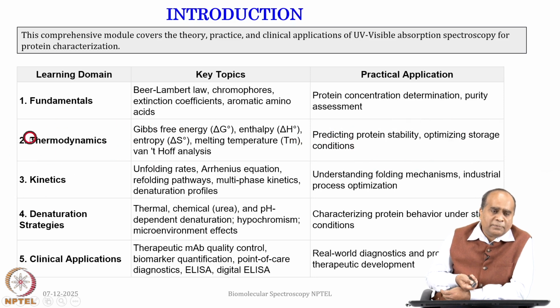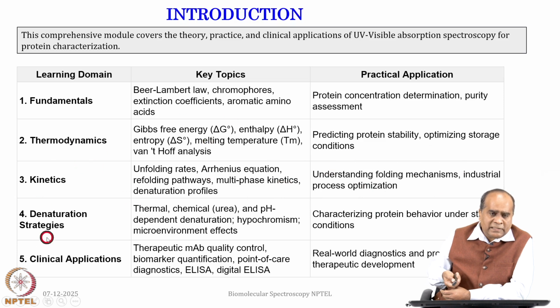Then the third important concept is the unfolding rate, right. How protein folds and unfolds, associated with the Arrhenius equation, the refolding pathway, multiphase kinetics, and the denaturation profile that has to be studied. The practical application is protein stability and industrial process optimization, so that you do not lose your protein in the process. So, kinetics is also important.